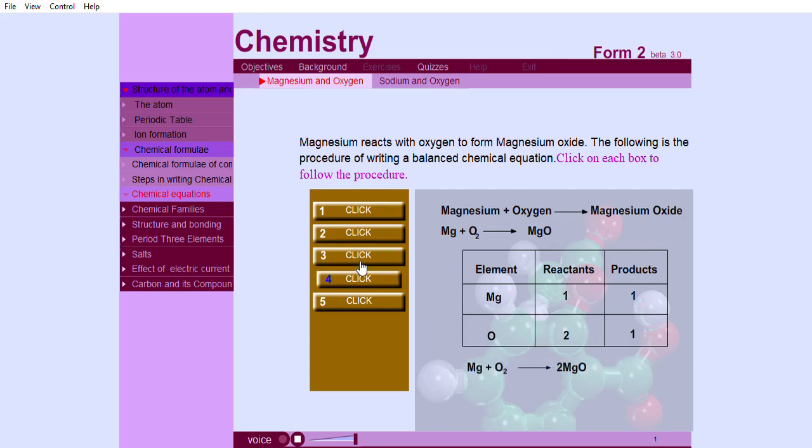Include the state symbol of all the reactants and products. There are 4 physical states: solid (s), liquid (l), gas (g), and aqueous (aq). The aqueous state means dissolved in water. The physical state of each reactant and product is written in brackets.